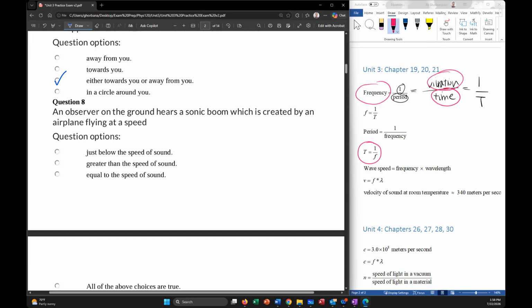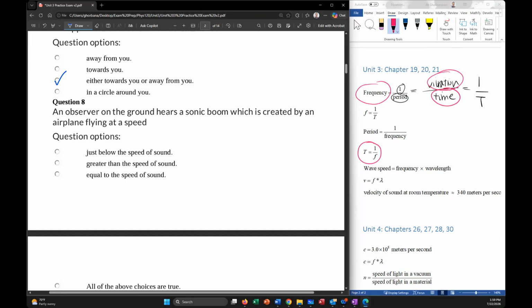Question number 8. An observer on the ground hears a sonic boom, which is created by an airplane flying at a speed. This question is asking when the sonic boom happens. The sonic boom happens when the velocity of the source is bigger than the velocity of sound. We already know that the sound velocity at room temperature is about 343 meters per second.